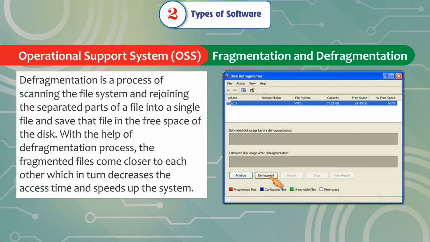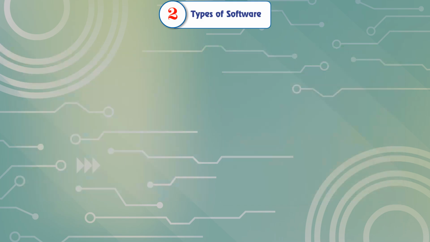Defragmentation is a process of scanning the file system and rejoining the separated parts of a file into a single file and saving that file in the free space of the disk. With the help of the defragmentation process, the fragmented files come closer to each other, which in turn decreases the access time and speeds up the system.